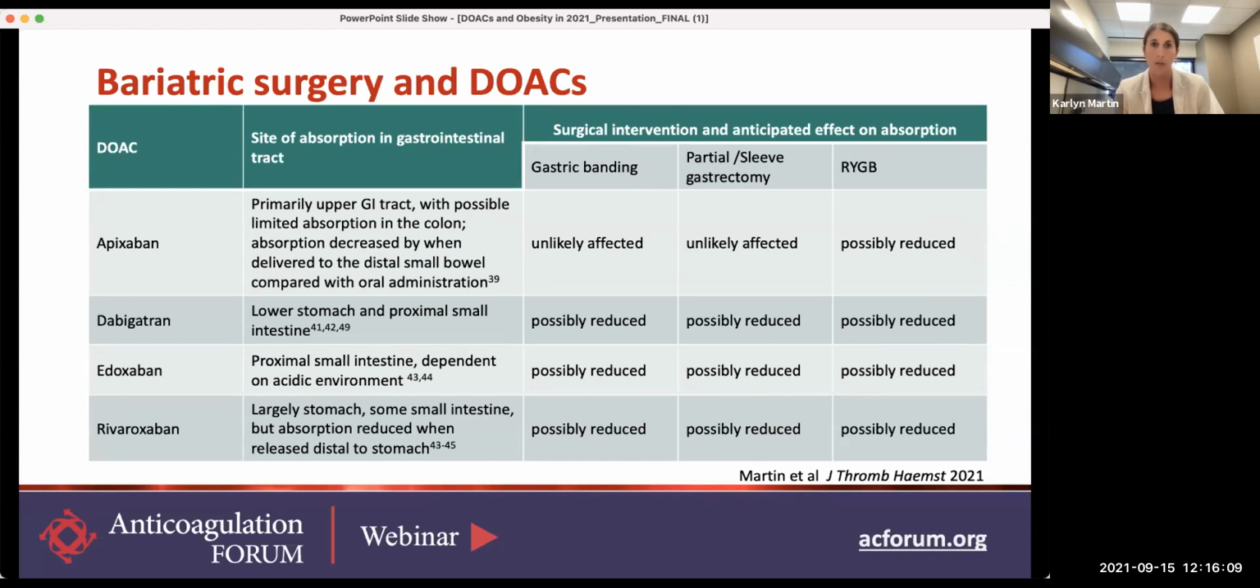We could consider switching over to a DOAC or vitamin K antagonist, but at that point we recommended checking a drug level to ensure levels were around what we would expect based on published levels, to say that the absorption was occurring as we would like.